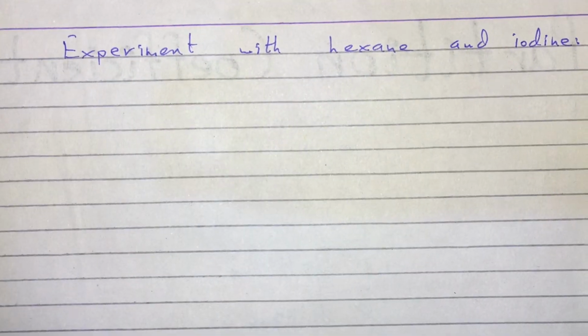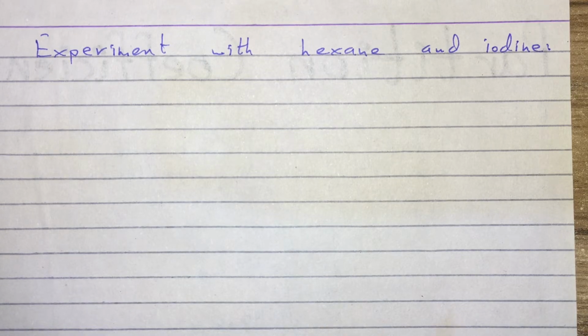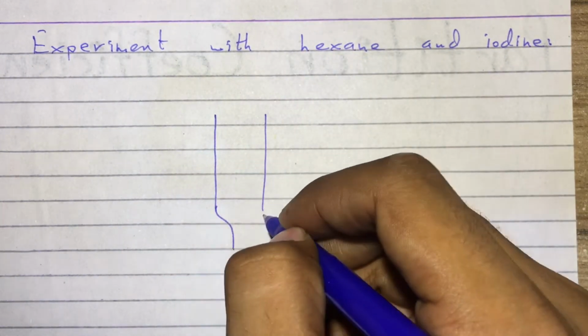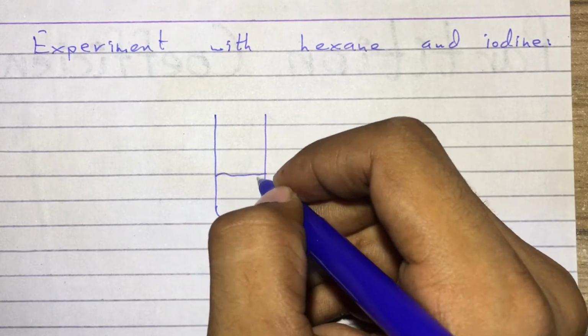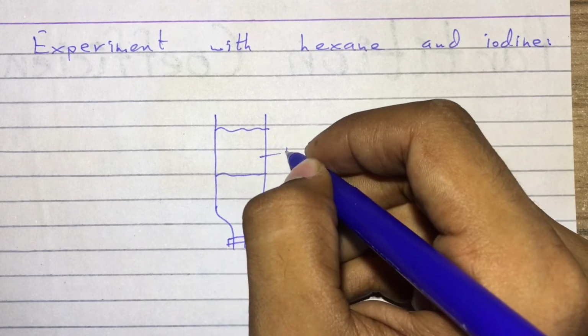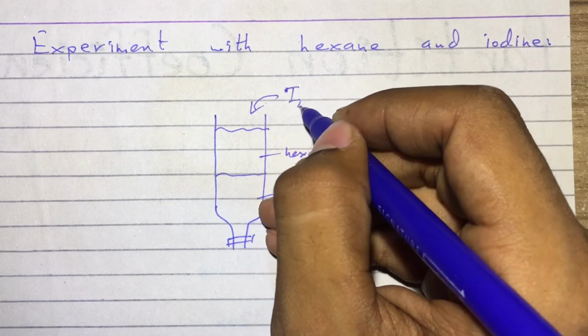Now there is one experiment that we can do to demonstrate the partition coefficient. So to find the partition coefficient, the experiment is with hexane and iodine. So we'll take a separating funnel, and we've added two solvents, there's water and there's hexane. Now add iodine over here, right?